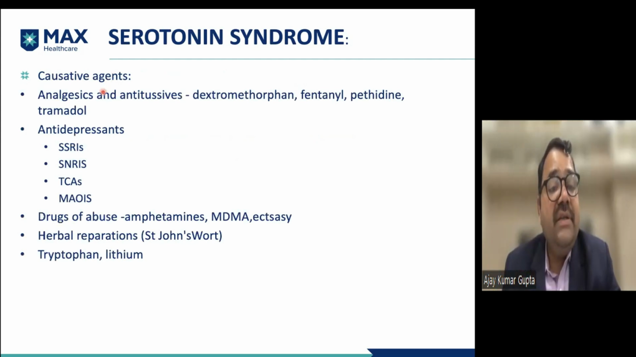And what are the causative agents? They are the analgesics and antitussives like dextromethorphan, fentanyl, pethidine, and tramadol. If we talk about the antidepressants, the SSRIs, the SNRIs, the TCAs, and the MAO inhibitors are the particular causative agents. And the drugs of abuse are the amphetamines, MDMA and ecstasy. And there are herbal preparations, I don't know whether we get them in India or not. And tryptophan and lithium, which are used as psychiatric drugs, also cause such syndromes.